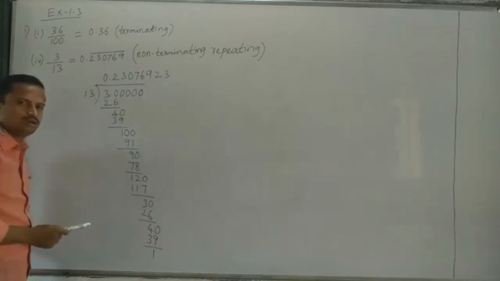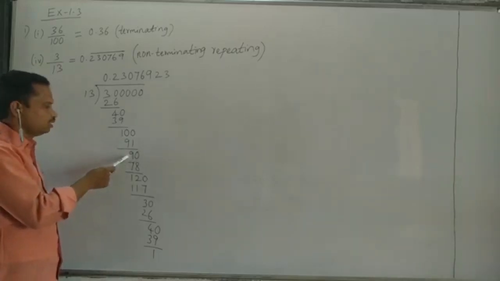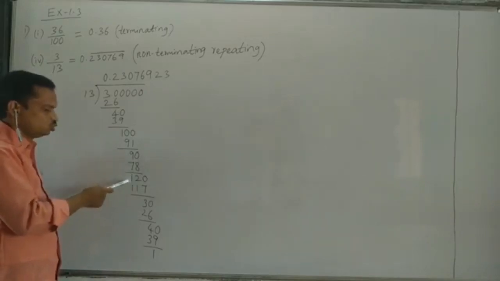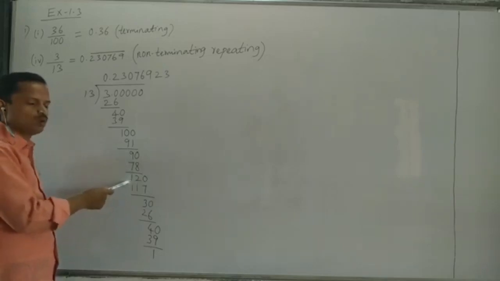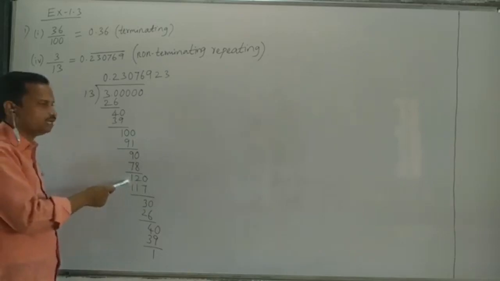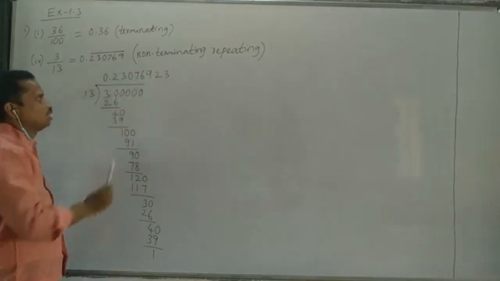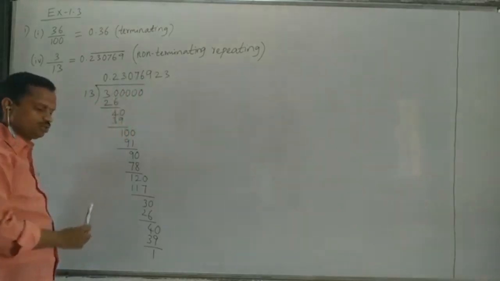You add another 0. Now it becomes 90. In 90, how many 13s? 13 6s are 78, so the remainder is 12. And now you put 0 and it becomes 120. How many 13s are there in 120? 13 9s are 117 and the remainder is 3.